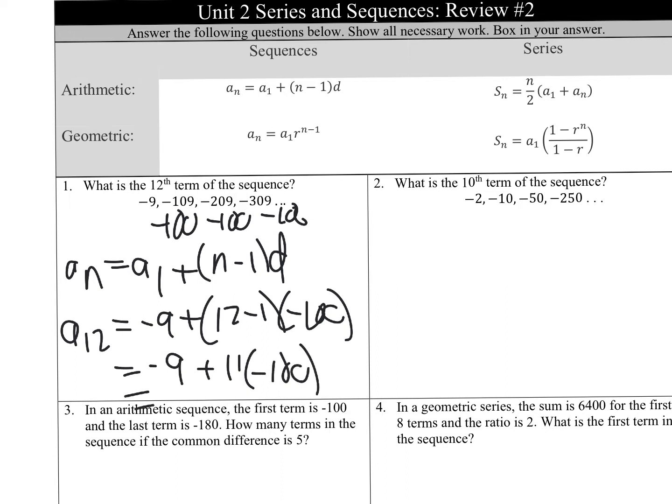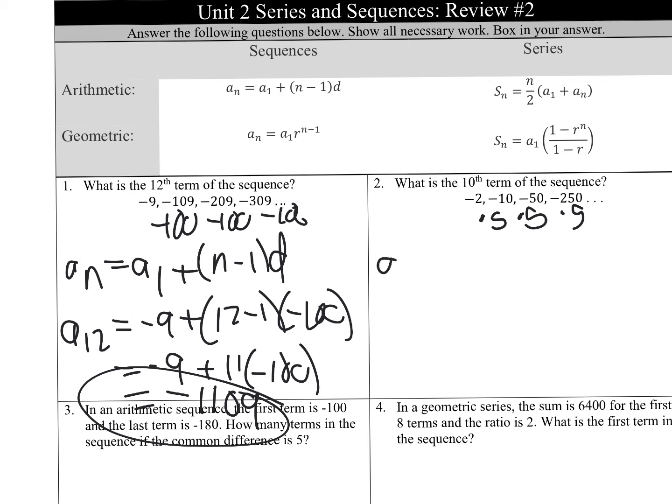If I put that into my calculator, negative 9 plus 11 times negative 100, I get negative 1,109. Okay, so that's the 12th term. Number 2, the 10th term. Okay, we're multiplying by 5 every time.